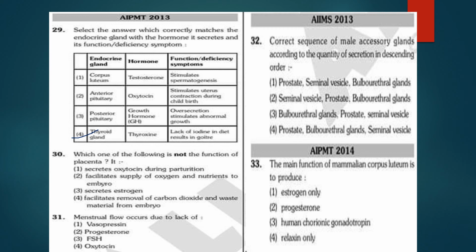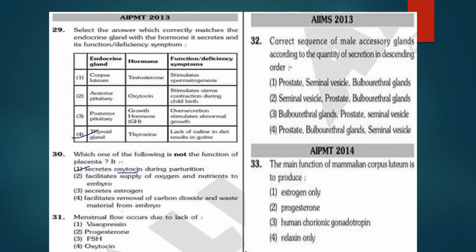Now coming to the 30th question. Which one of the following is not a function of the placenta? It secretes oxytocin during parturition. No, it is not secreting oxytocin. This is not a function of the placenta because oxytocin is produced by the hypothalamus. The rest are all functions of the placenta. It supplies oxygen, secretes estrogen, and helps in removal of carbon dioxide and waste material. All are true, but not this.